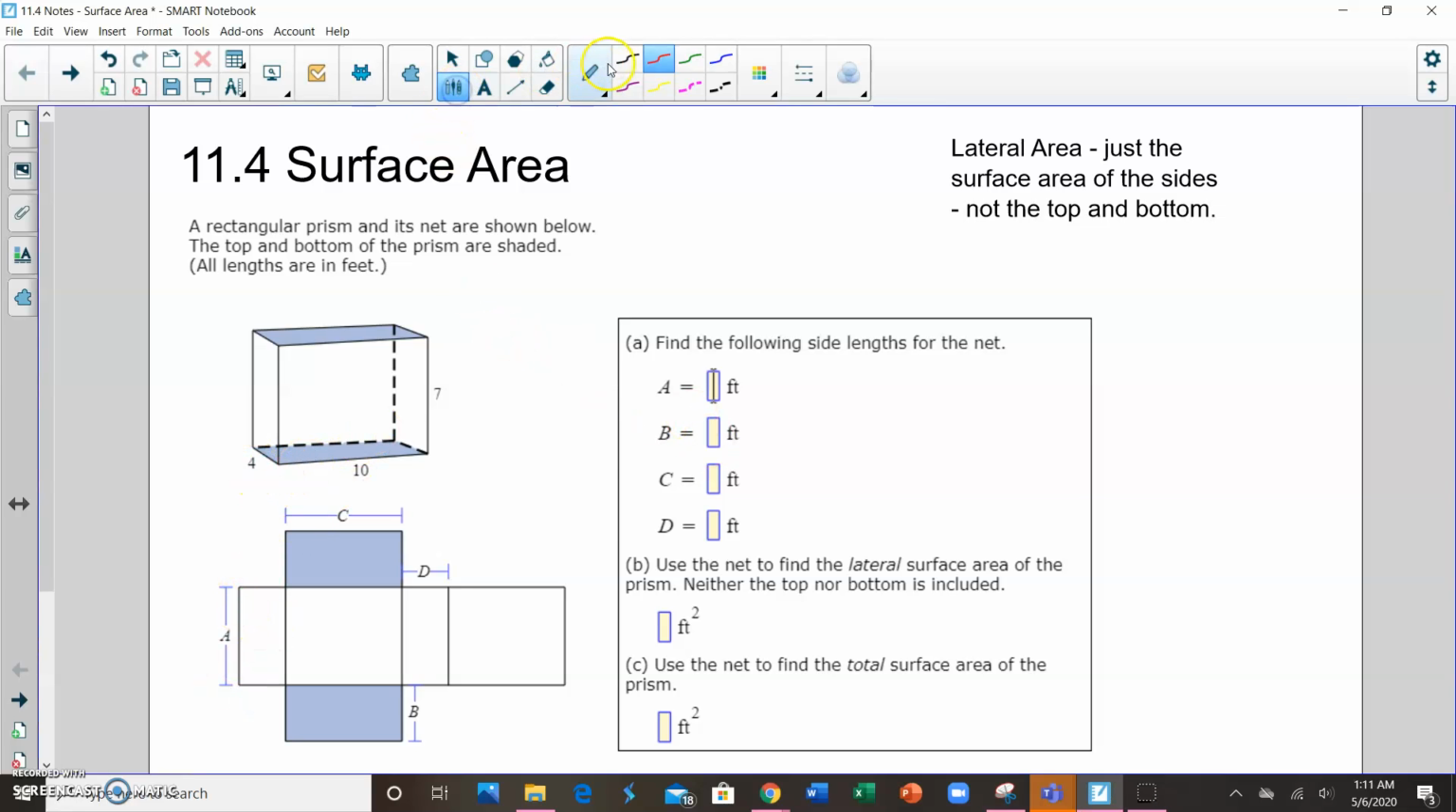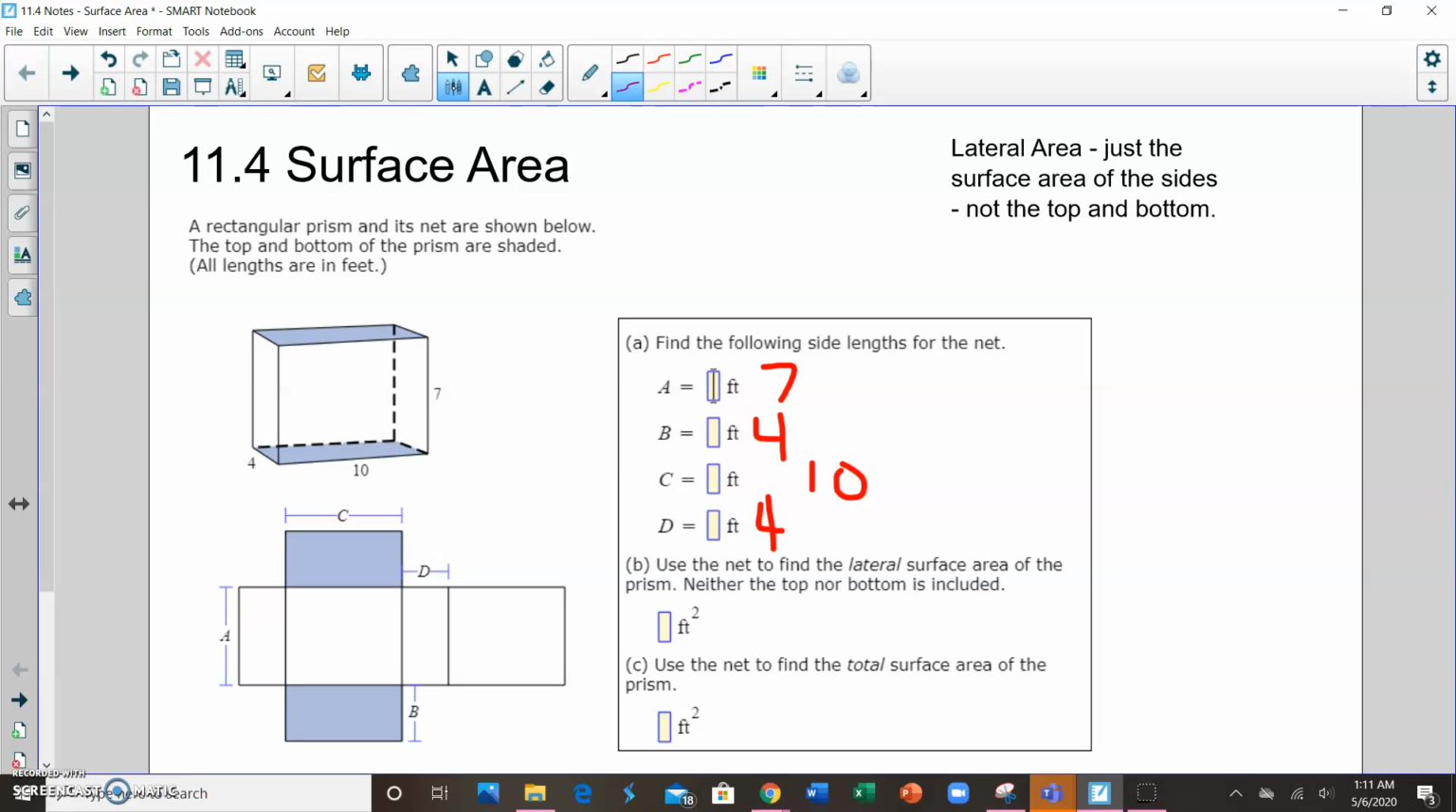All right, so I'm going to fill all of these in. I found out I have to do this with my finger, otherwise I have to type. So A is 7, and B is 4, and C is that long length, so that is 10, and D is another short length, so that is 4. To find the lateral area, I just want these four.